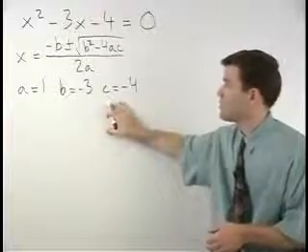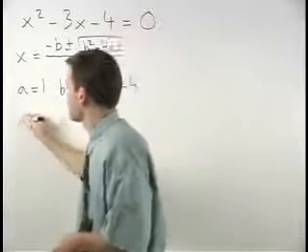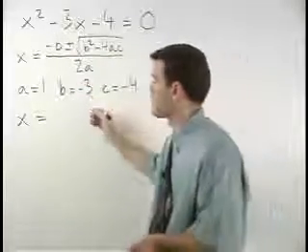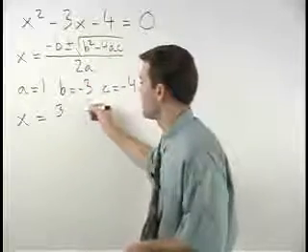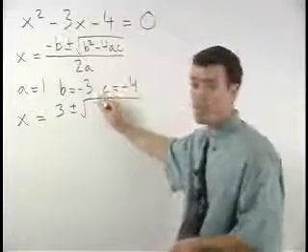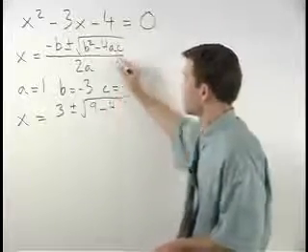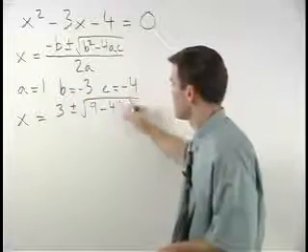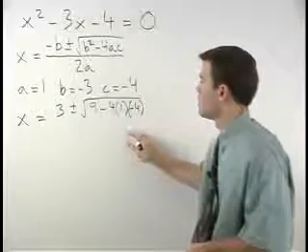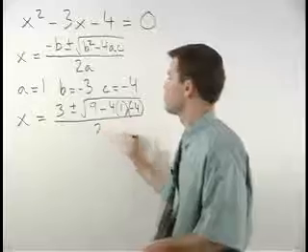Plugging these three values in for a, b, and c into the quadratic formula, we have x equals negative b, which is negative of negative 3, or positive 3, plus or minus the square root of b squared, which is negative 3 squared, or positive 9, minus 4 times a, which is 1, times c, which is negative 4, all over 2a, which is 2 times 1, or 2.